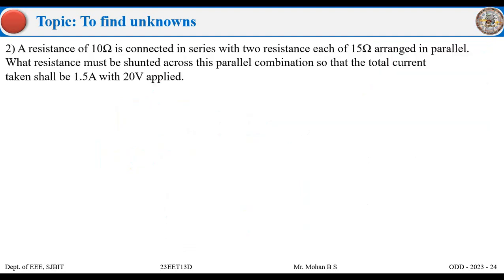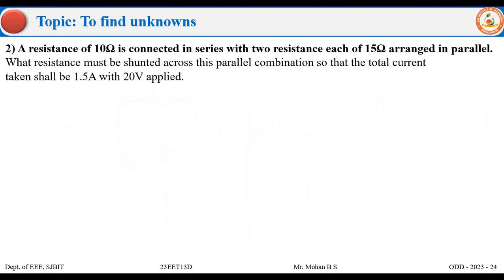Let's take another problem. A series circuit, a resistance of 10 ohm is connected in series with 2 resistances each of 15 ohm in parallel. That means I have a 10 ohm resistance and I have, as mentioned here, 2 15 ohm resistances which are connected in parallel. They have not told how these two are connected. Have they told? Yes, they have told here. So 10 ohm is connected in series with the 2 resistances of each 15 ohm in parallel. That means the 15 ohm resistances and 10 ohm resistance are together in series.